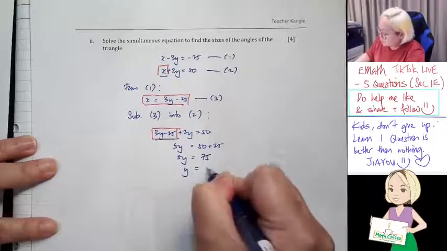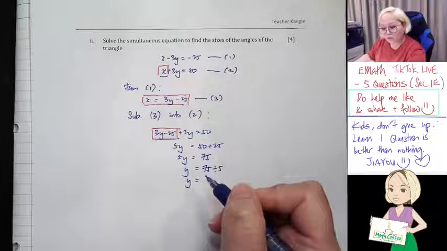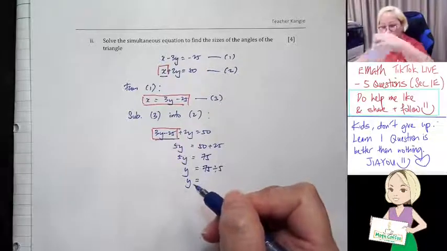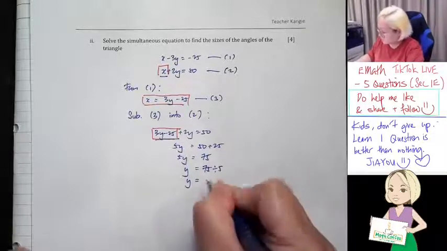So my y equals to 75 divided by 5. My y is equals to... wait, where's my answer? 15. Okay?